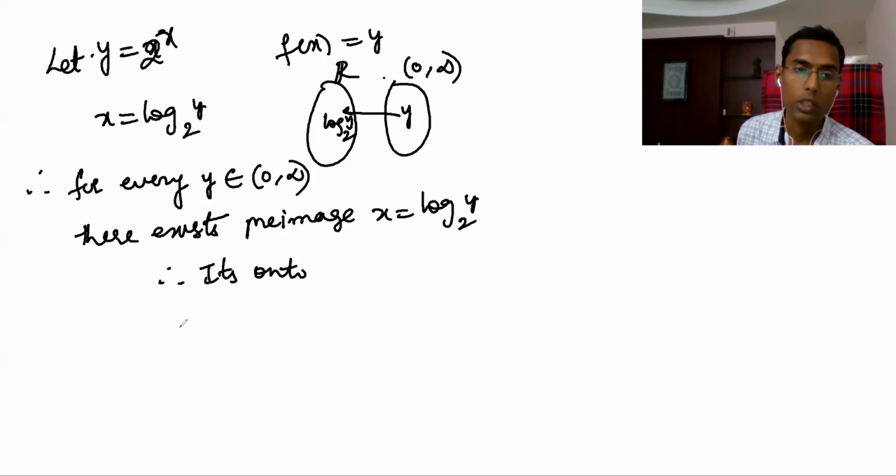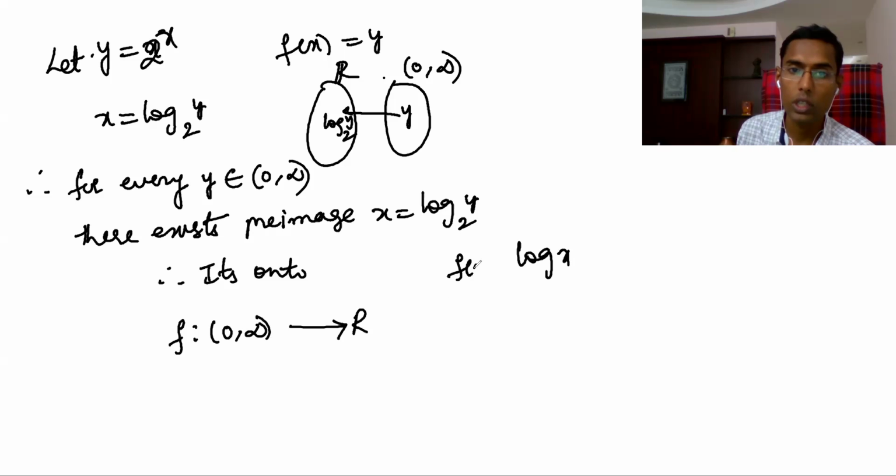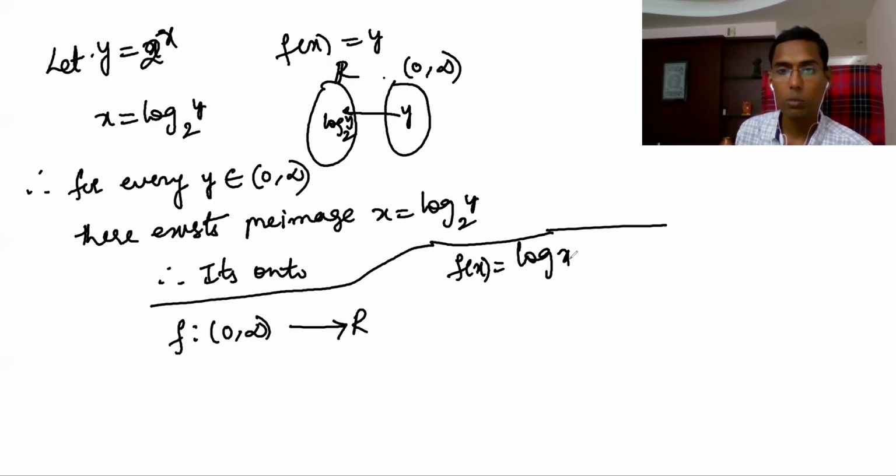Okay, next question. f maps 0 to infinity to R, defined as f(x) = log x. Whenever log x comes, x should be positive. That is the reason they gave 0 to infinity. Why should x be positive? If x is negative, the logarithm is not defined. So the codomain they gave us is all real numbers.